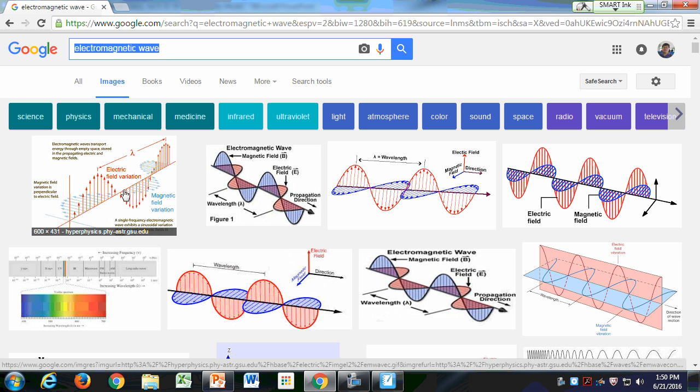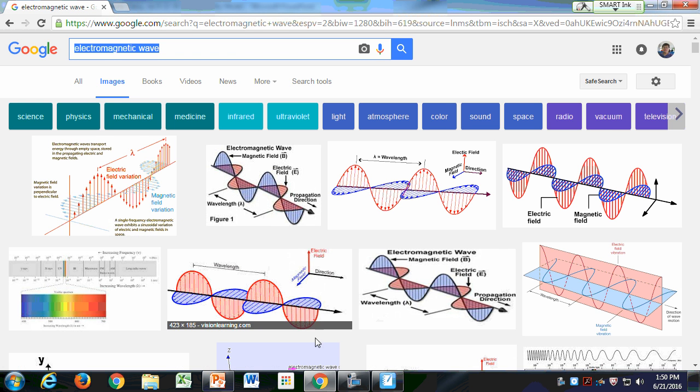And what you have here is just one snapshot in time. An electromagnetic wave is actually a traveling wave. So it's much better to look at this using an animation. Let me see if I can find you some.